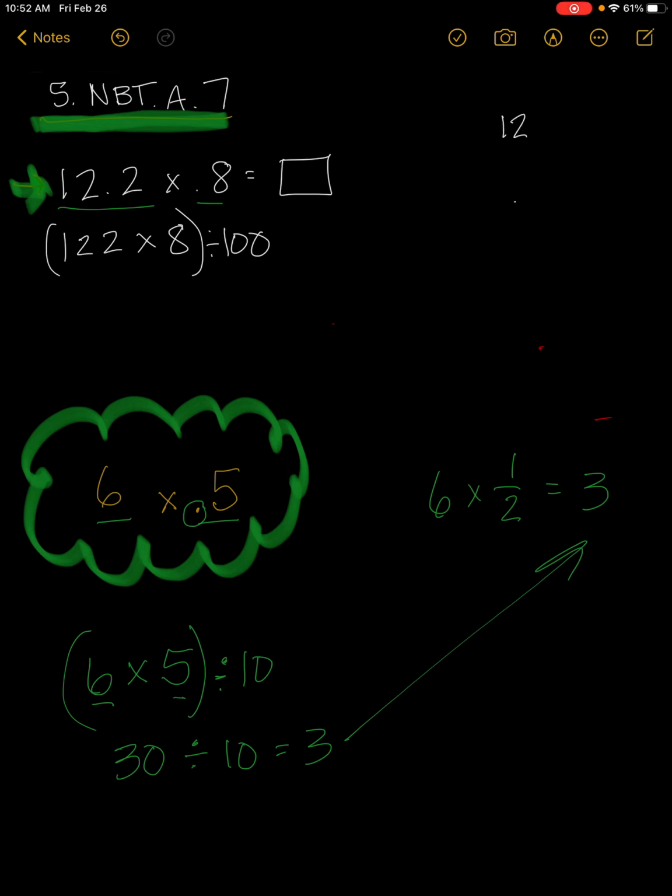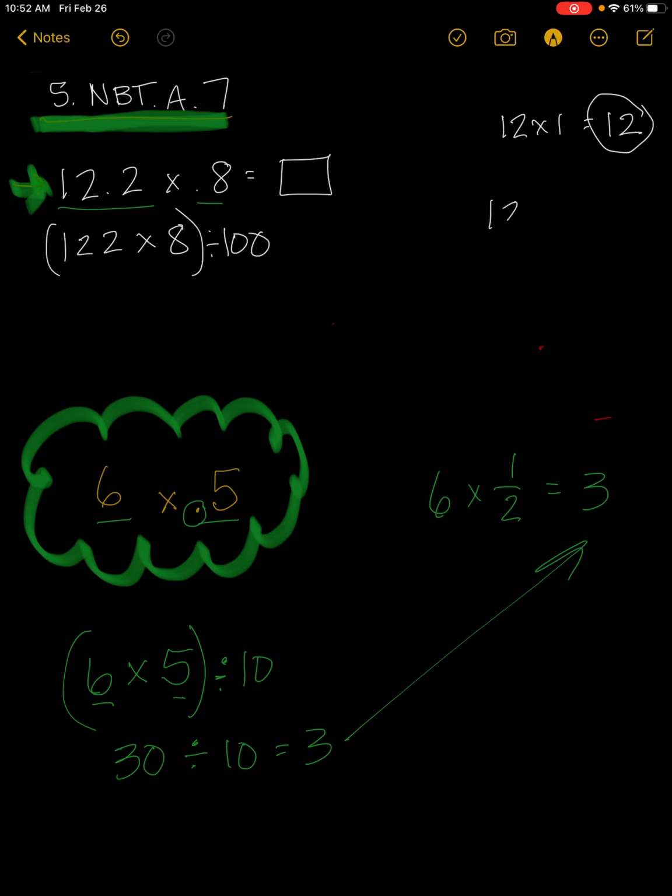If I had $12.20, I have about $12. And if I have 8/10, that's like saying 80 cents, that's really close to $1. My answer is going to be around 12, probably a little less because I have rounded up to that dollar. So that gives me an idea of about where I need to be.